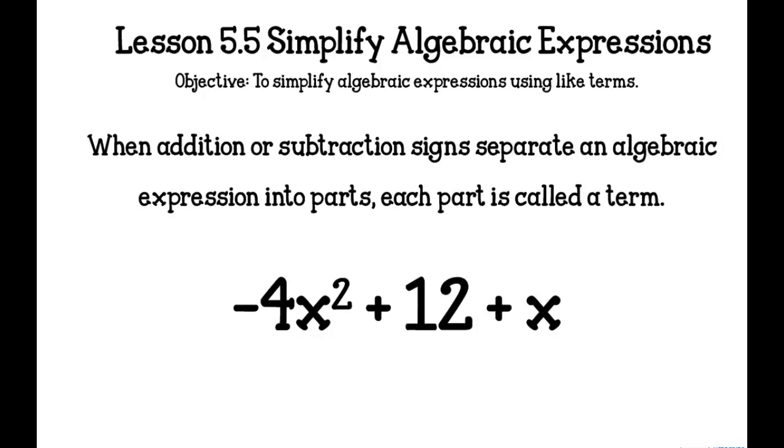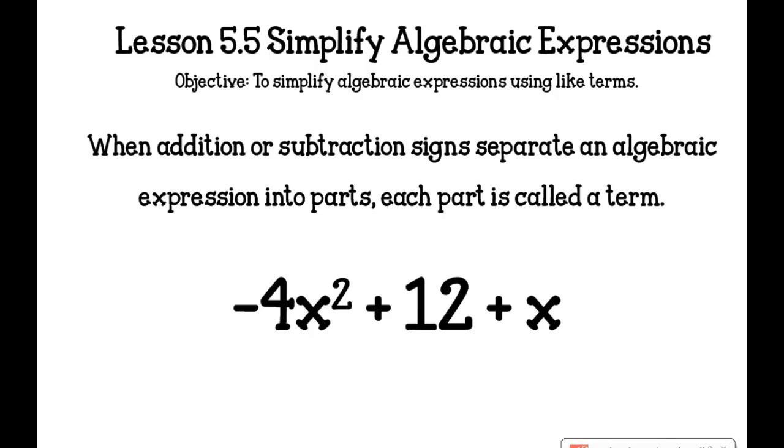Lesson 5.5, Simplify Algebraic Expressions. Our objective is to simplify algebraic expressions using like terms. When addition or subtraction signs separate an algebraic expression into parts, each part is called a term.